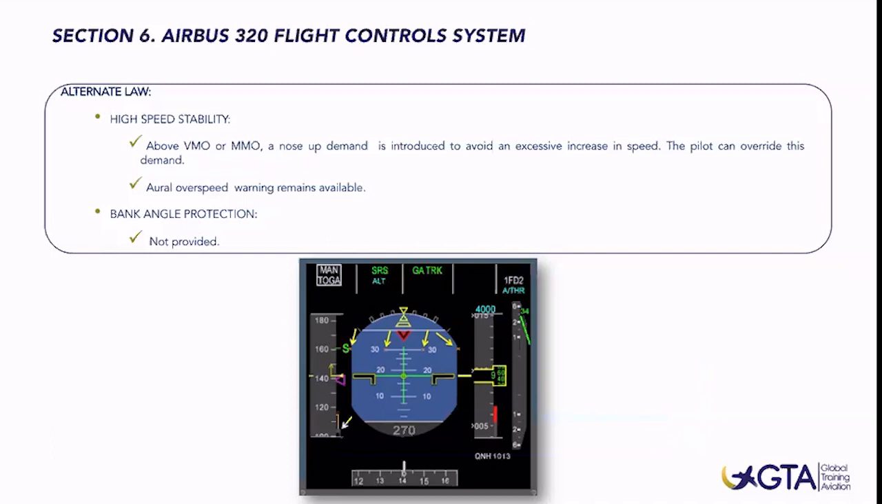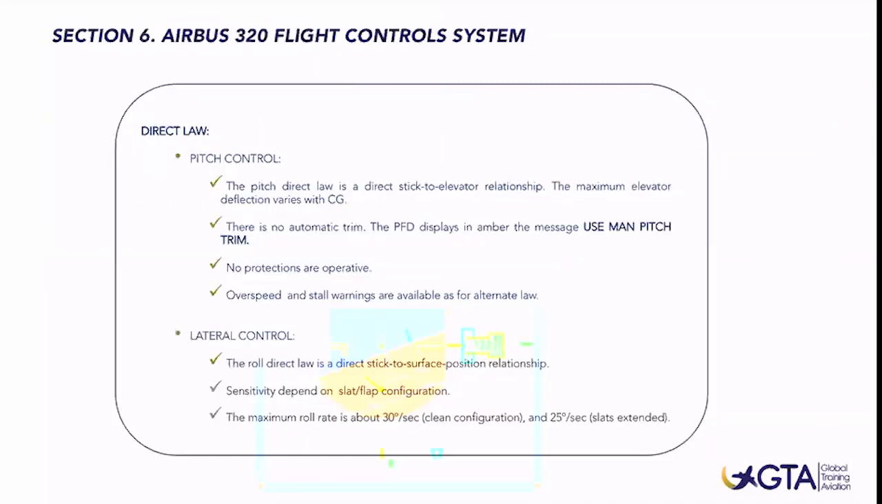The maximum elevator deflection varies with the center of gravity. There is no automatic pitch trim, so the pilot, during the approach to land, will use the trim wheels, since there is no automatic trim. And you will get on your PFD indication, on the top part, USE MAN PITCH TRIM in yellow color, which is an indication that you are flying under direct law. No protections are operative, and we still have overspeed and stall warnings available. The lateral control is a direct stick relationship as well, and you will notice that, as I mentioned, it is quite more sensitive.